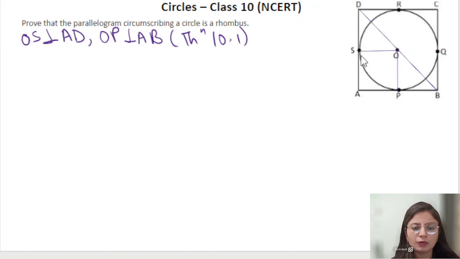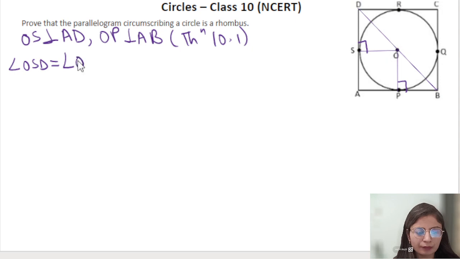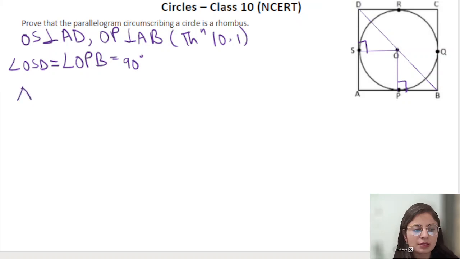Now since OS is perpendicular to AD, I have this angle as 90 degree. Also this angle is also 90 degree. Okay. So angle OSD equal to angle OPB, both are 90 degrees. Right. Now consider these two triangles.